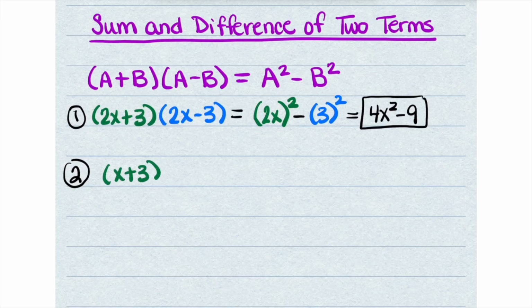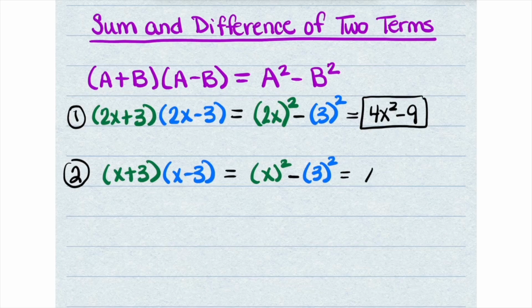X plus 3, x minus 3. If you follow this property, it says, okay, these are the same terms. These are the same terms. So square the first one, take the x and square it, and subtract that from the 3 and square it. Looks like I picked 3 and 3, didn't I? So then this would be x squared minus 9.